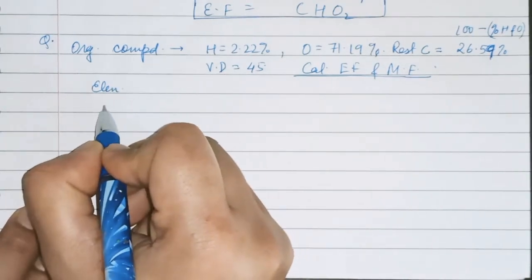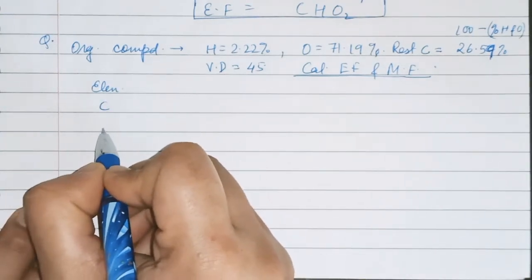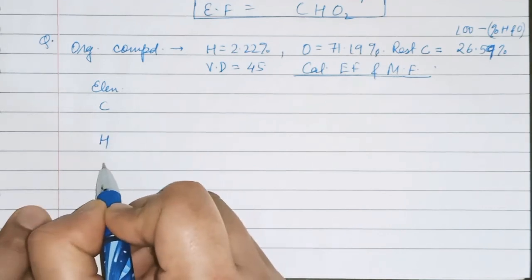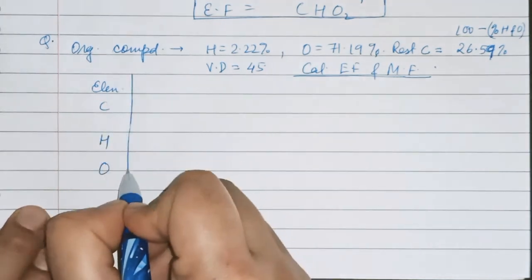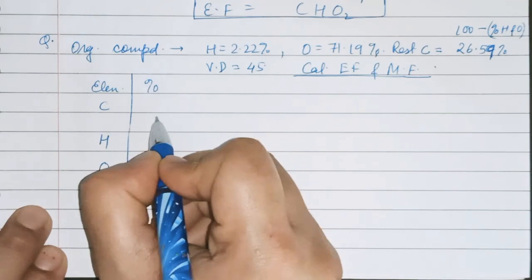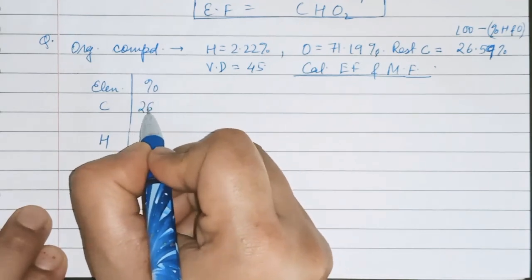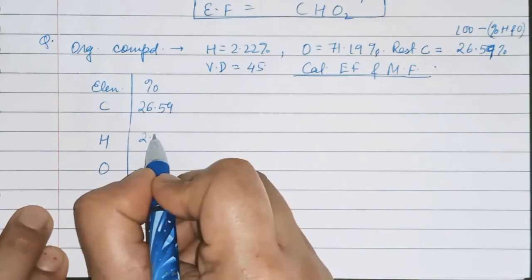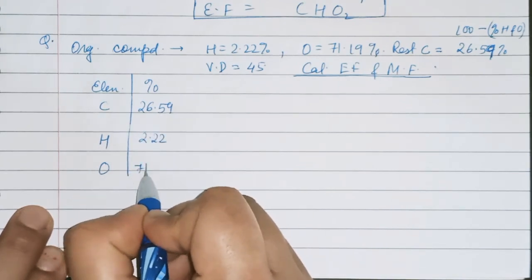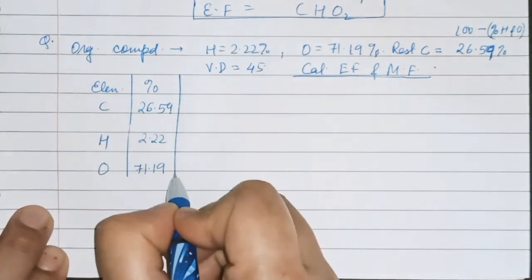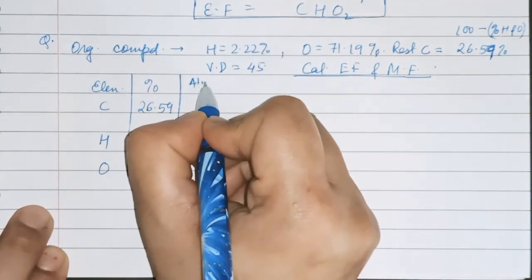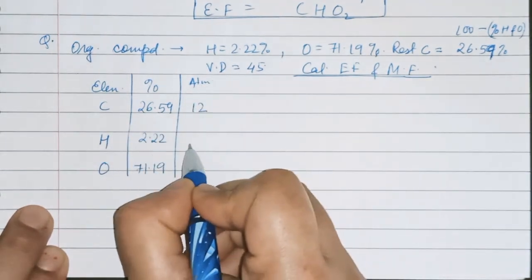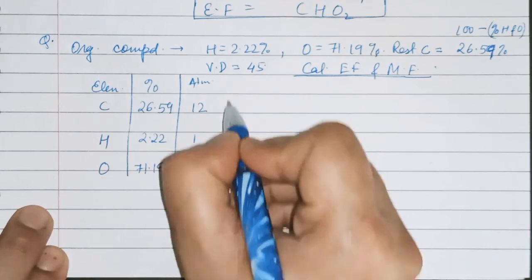Element, that is carbon, hydrogen and oxygen. Second is percentage. Carbon is 26.59, hydrogen is 2.22 and oxygen is 71.19. Next is atomic mass. Carbon is 12, hydrogen is 1, oxygen is 16.